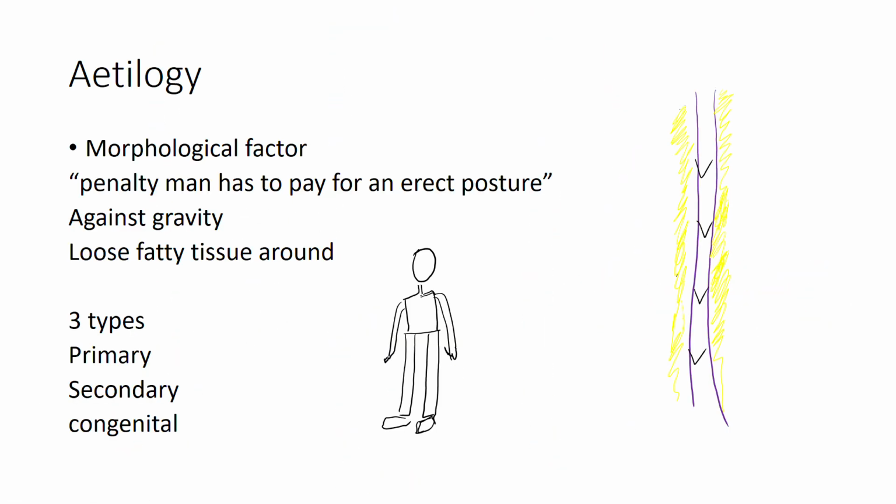Now, if you look at the causes, they say that a varicose vein is nothing but a penalty that an individual, or humanity, has to pay for the erect posture. We see that there are so many animals around us that all crawl on four limbs, but here we walk on these two limbs.